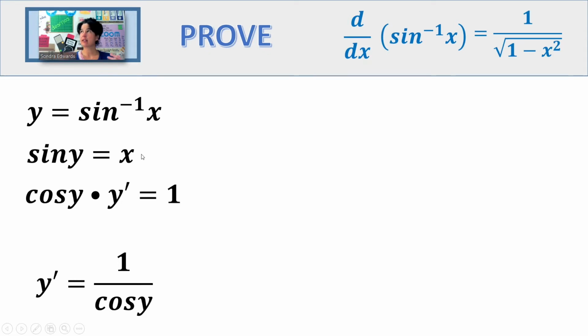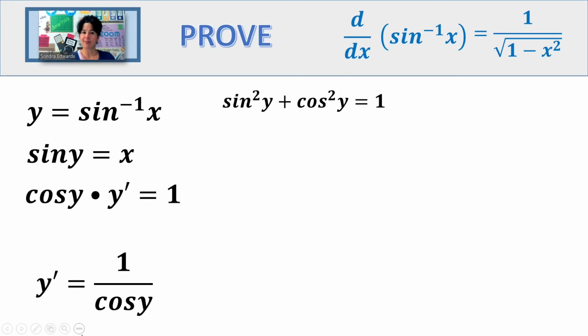We need to think of something that relates sine of y and cosine of y. Y is just an angle, right? We take a trig function of an angle measure. So what formula out there relates the sine of an angle and cosine of an angle? Hopefully, one of the Pythagorean identities comes to mind. The sine squared of an angle plus cosine squared of the same angle is equal to 1. Now, in our case, our angle is y. So I'm going to use, instead of thetas, I'm going to use y. So there's our Pythagorean identity.